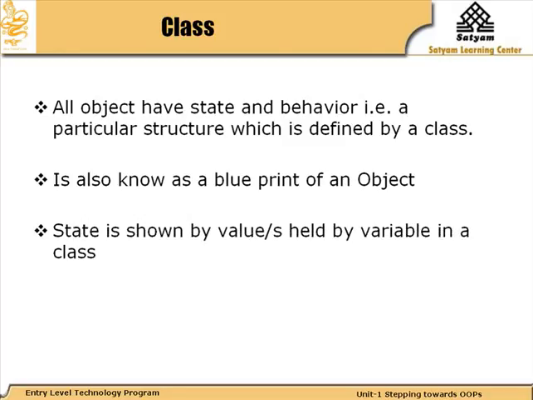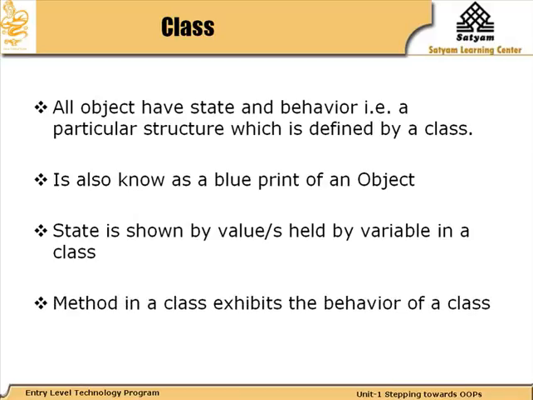State is shown by the values held by variables in a class. This implies that a state refers to the current condition or circumstance of an object, and this state is determined by the values held by variables in a class. We know that every object in the real world has its own set of behaviors, and these behaviors are represented as methods in an object-oriented programming language.